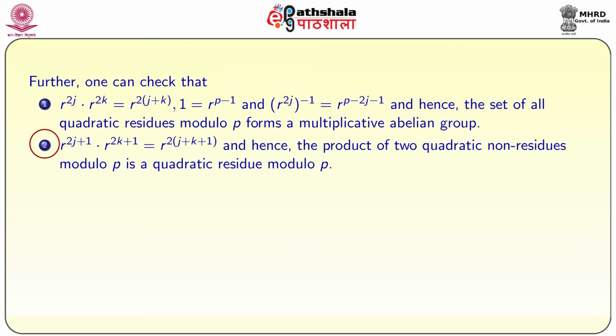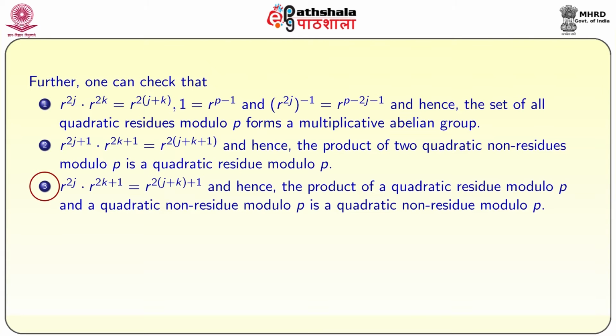And further, if you observe r power 2j plus 1 into r power 2k plus 1, that is the product of quadratic non-residues, we are going to get a quadratic residue. Hence, the product of quadratic non-residues is a quadratic residue. So, they are not closed under multiplication. So, they cannot form a group.